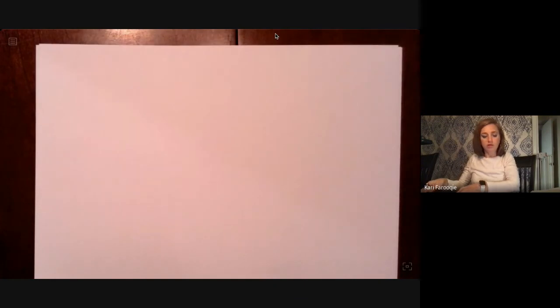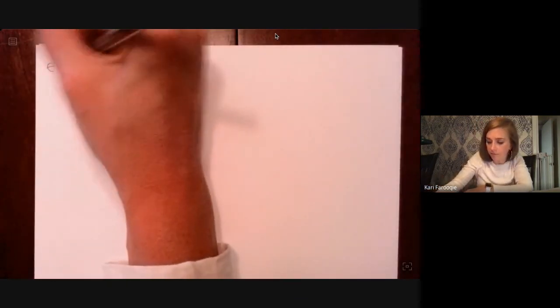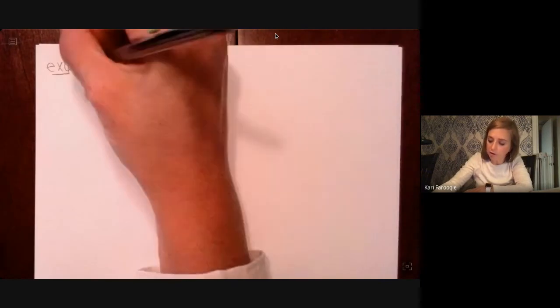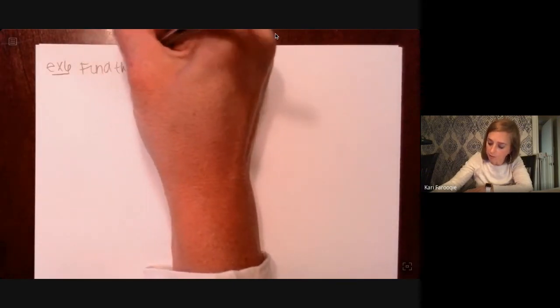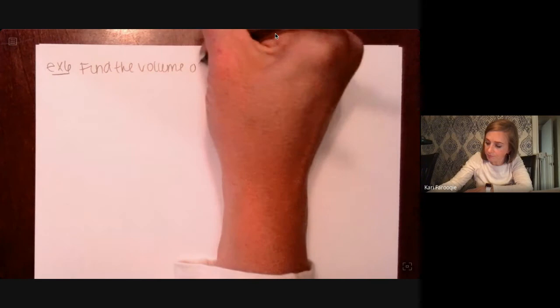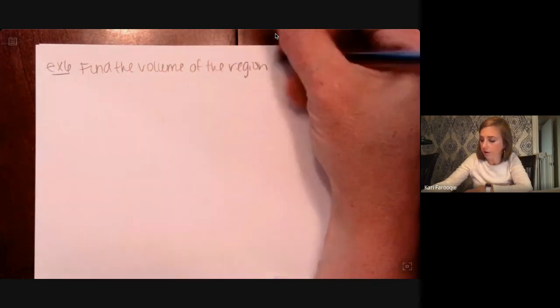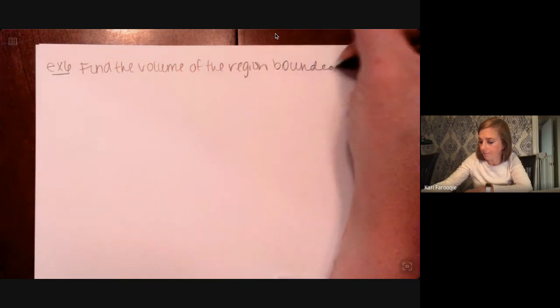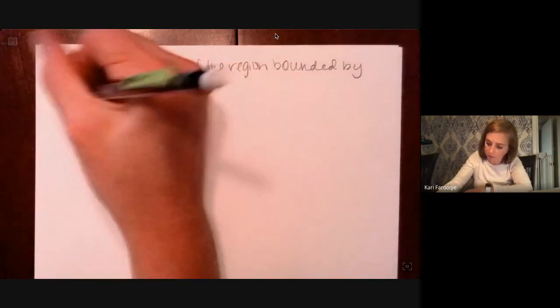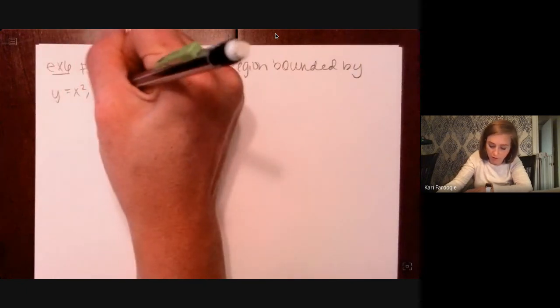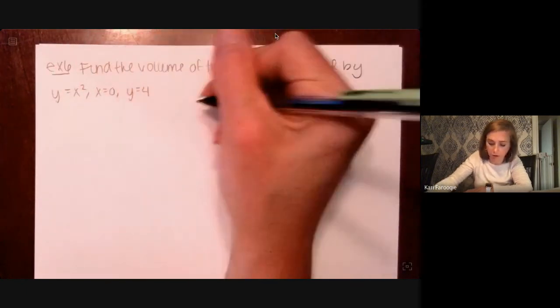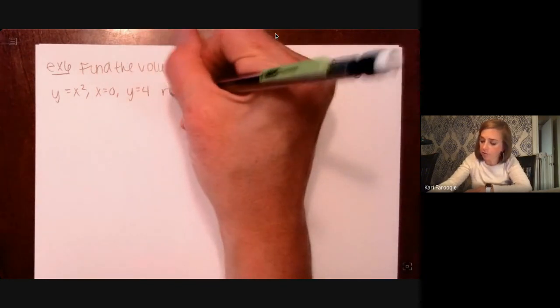All right, so let's do another washer. Of course, this one is going to be a vertical axis of revolution. And then we'll put it all together. Example 6, find the volume of the region bounded by y equals x squared, x equals 0, y equals 4, revolved about the line x equals 3.